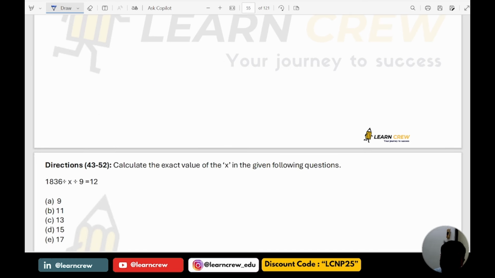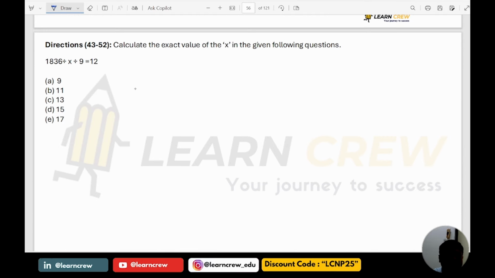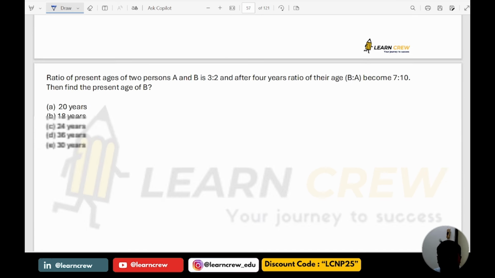52. 1836 divided by x divided by 9 is equal to 12. So how many times are you going to get? If you see here, 9 is 204 times, 12 is 17 times. So x is equal to 17. X is equal to 17 is the answer.